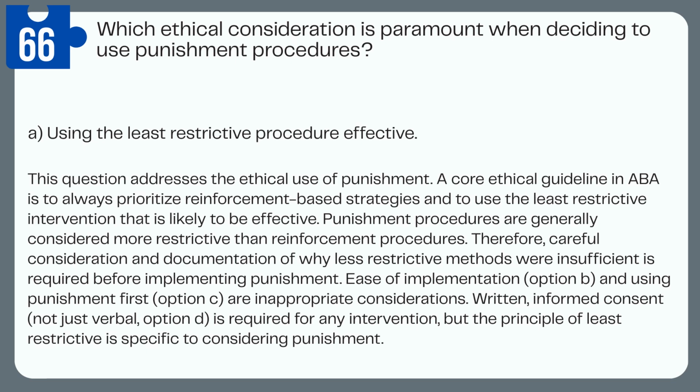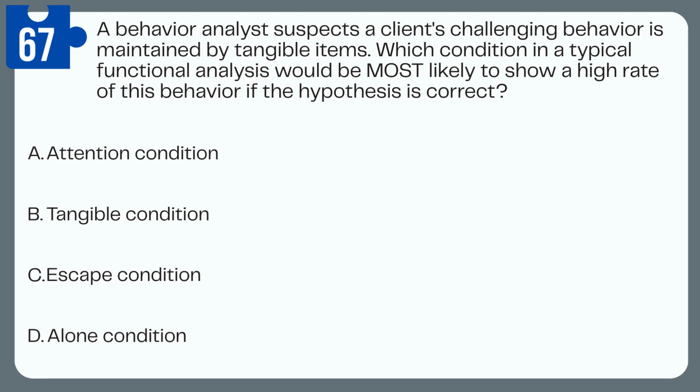Ease of implementation, option B, and using punishment first, option C, are inappropriate considerations. Written, informed consent, not just verbal, option D, is required for any intervention, but the principle of least restrictive is specific to considering punishment.